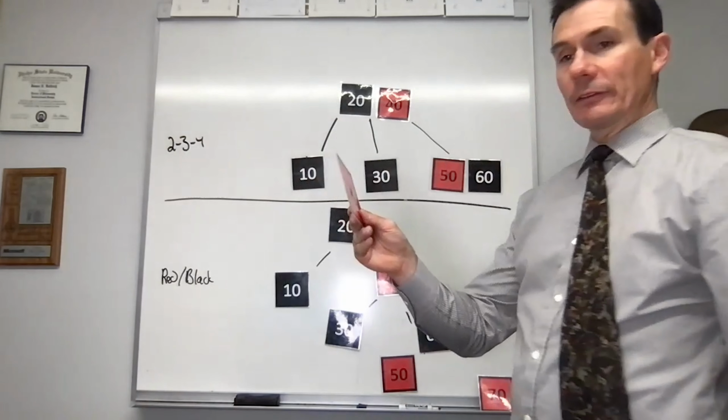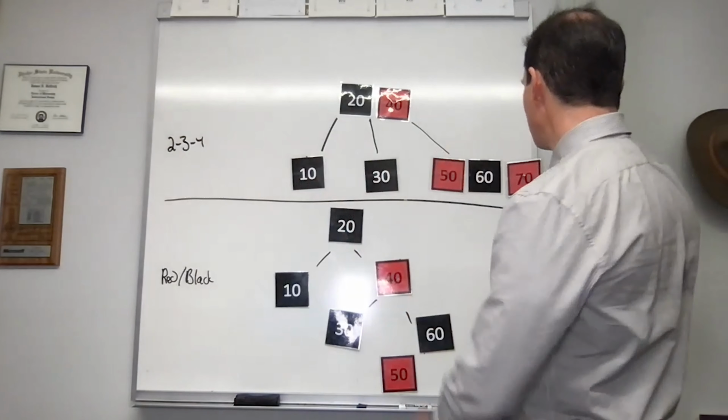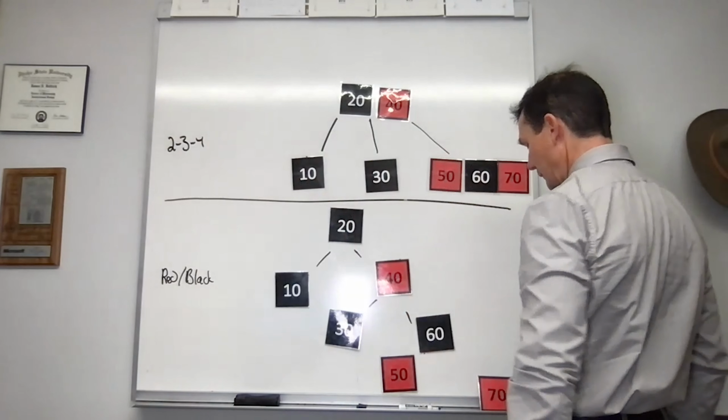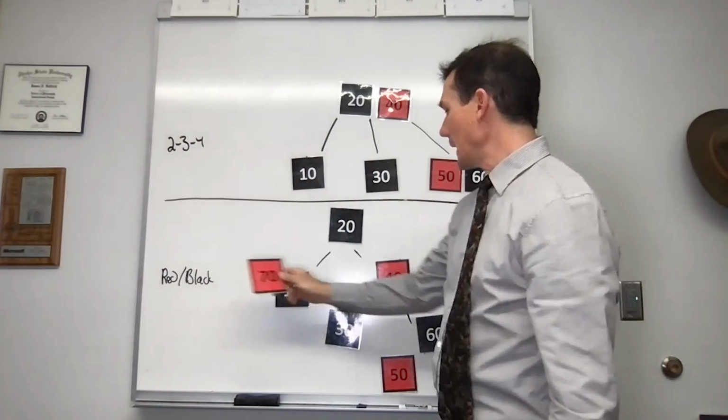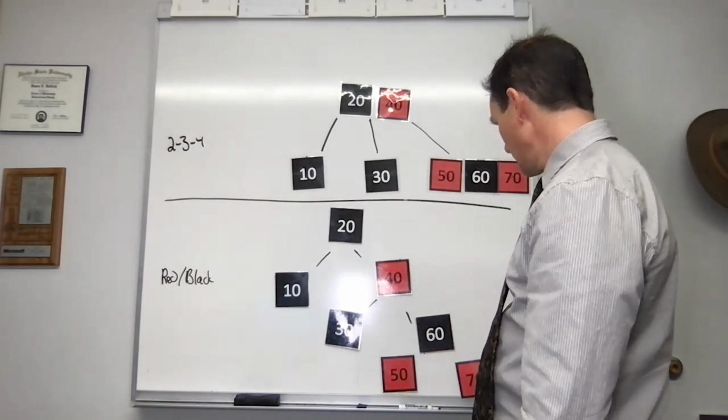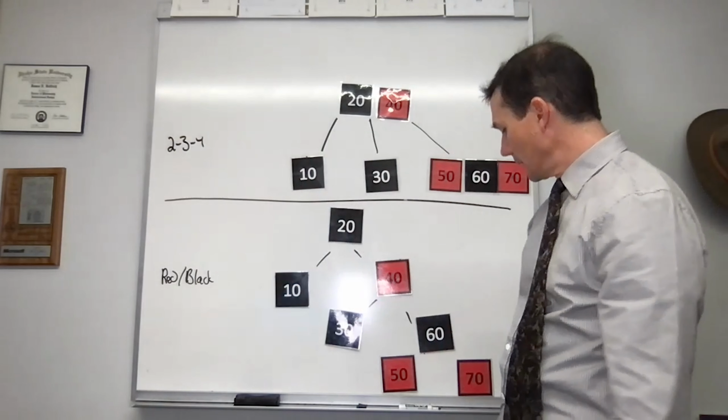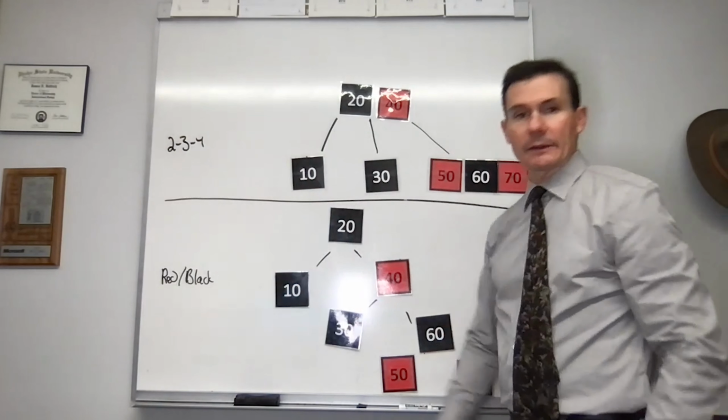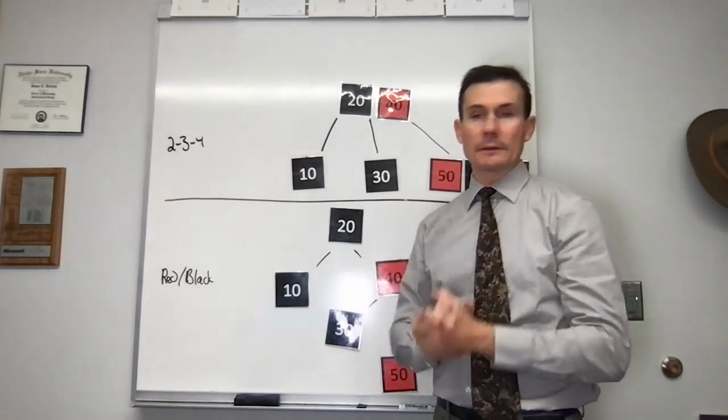Now I'm going to insert 70. 70, I have room, not a problem. Everything is cool. Red, black. 70, perfect. Notice my parent is black, therefore I'm rule 2 and I'm finished.